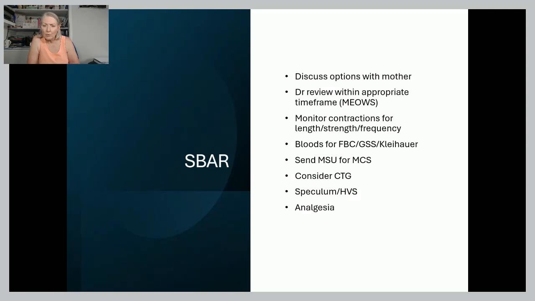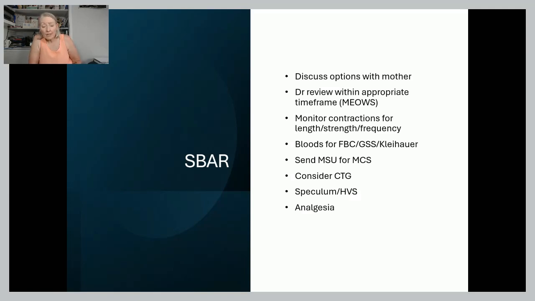Think about whether or not she needs to be admitted as well. So I haven't specifically put admit to on here, but depending on your scenario, it might be appropriate to admit to a delivery suite area, or it may be appropriate to admit to the birth unit or a triage area. It just depends on your scenario, but that needs to be within your plan as well if she needs admitting.